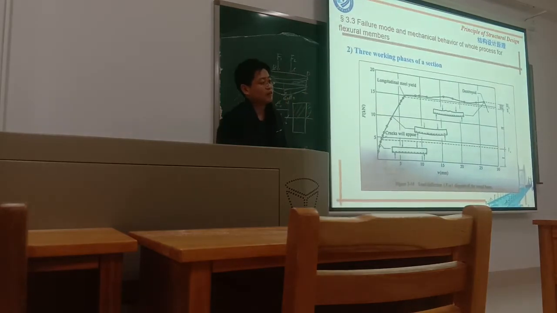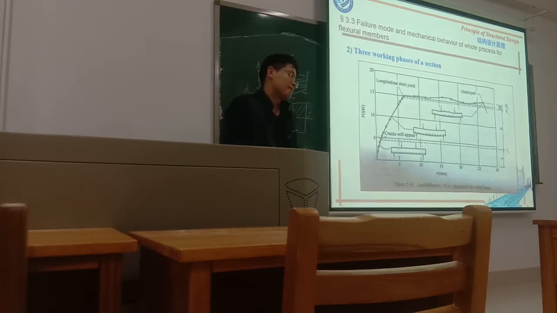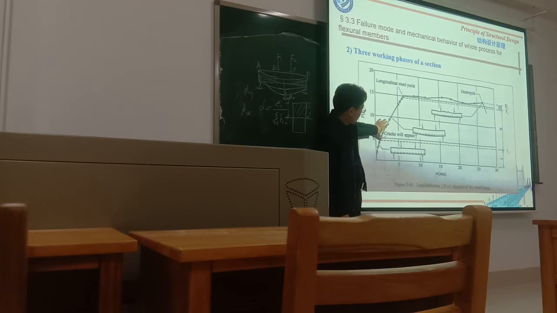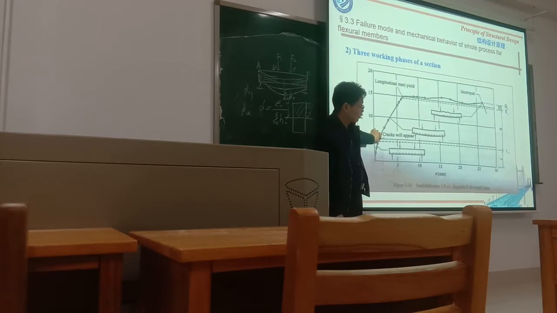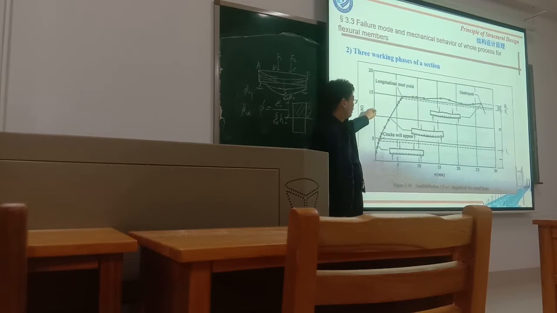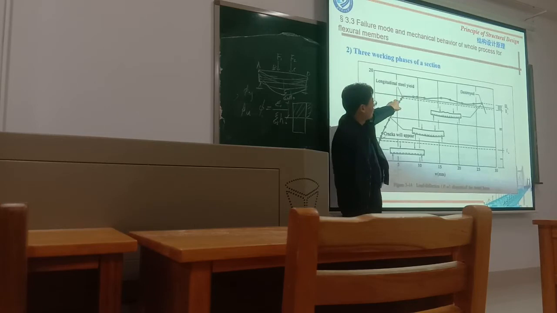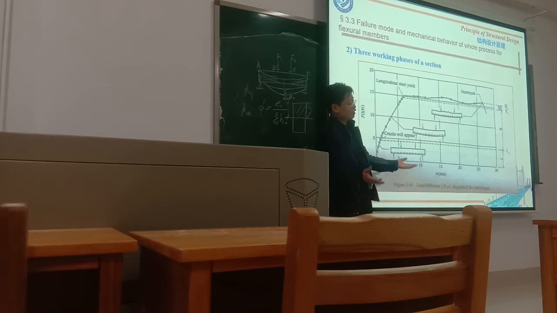So the under-reinforced beam can also be said to happen in phase 2. Under-reinforcement is mainly because phase 2 is reduced or becomes very short. But over-reinforcement is about phase 3. Actually, there's no phase 3 for over-reinforcement because the steel still has not reached the yield strength.